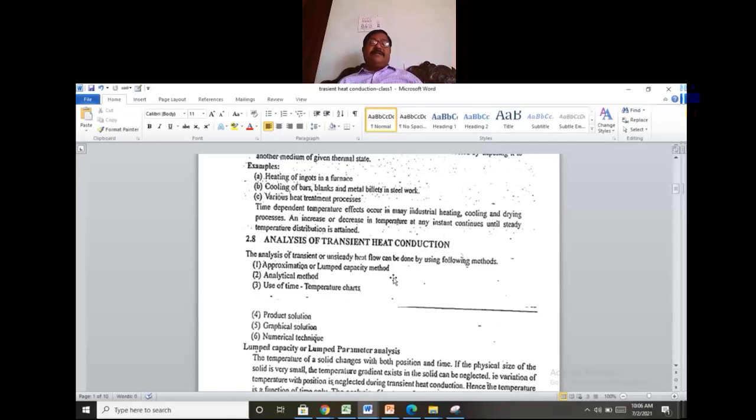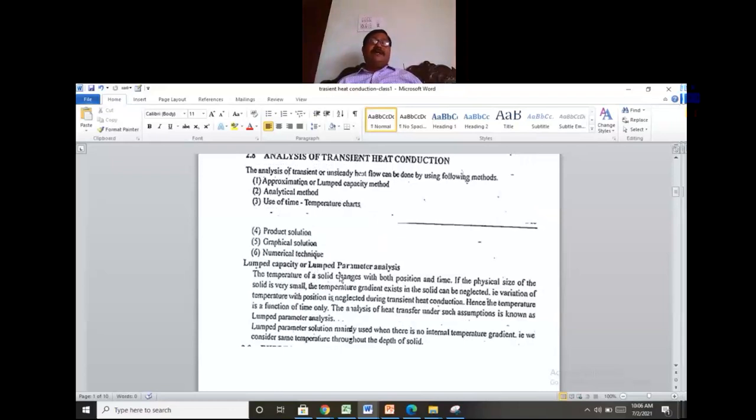Approximation or lumped capacity method. This is a very important method, where we are deriving an equation. Then the analytical method, use of time temperature charts, production solution and graphical solution, and numerical techniques. In that, only two methods we are using: the lumped system and the use of time temperature charts. Those charts are called Heisler charts.